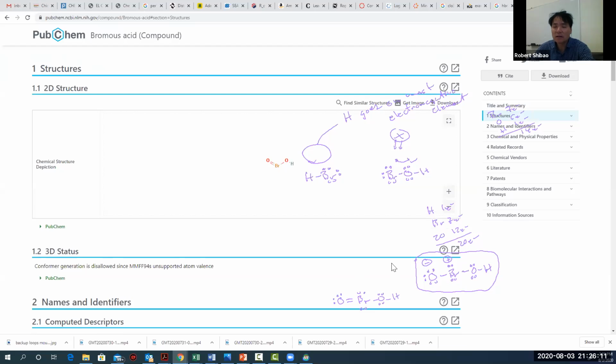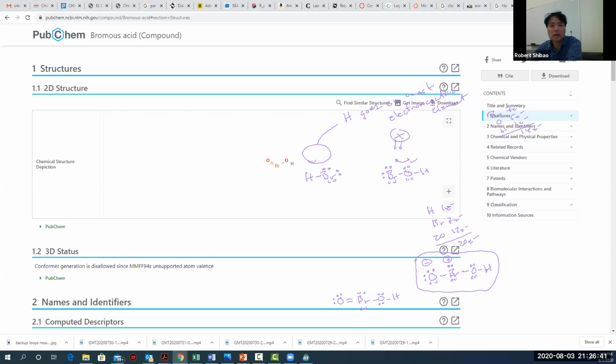Now when can we expand the octet? We can expand it with 3rd period, 4th period, 5th period. We cannot expand the octet with second period atoms. They're too small. The third period, fourth period, fifth period are bigger atoms, so there's the possibility of expanding the octet. So in Chem 1A, you might write the structure like this, but in Chem 4, you're going to write it like this. When you search the internet, they're all going to be written like this.